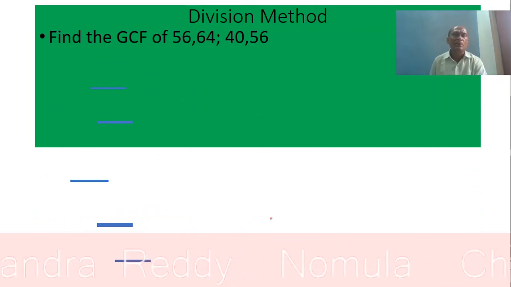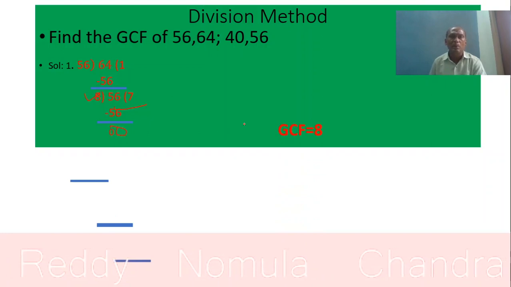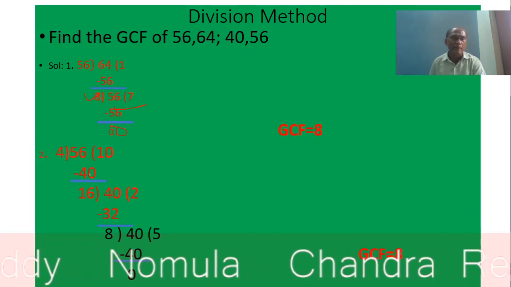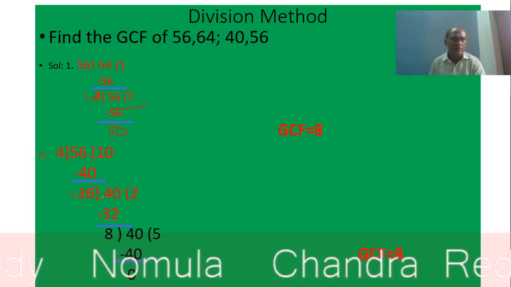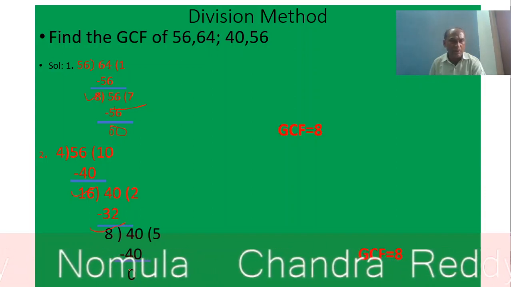First of all, 56, 64 and 40, 56 answer here. So 56 1 ja 56, remaining here 8 is there. 8 7 ja 56, remainder is 0. Second problem, so now GCF is equal to 8. Next problem, 4 10 ja 40, remaining 16 here. 16 2 ja 32, 36, 32, remaining 8. 8 5 ja 40. Now GCF is equal to 8.